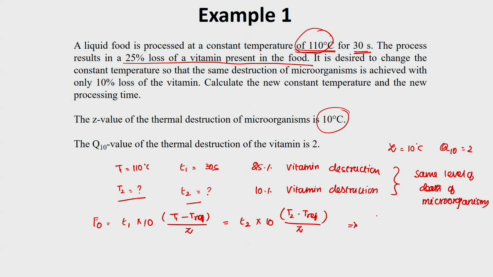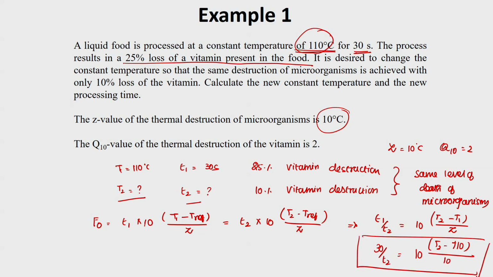So which would give me T1 upon T2, which is nothing but T2, because this will come as minus T1 upon Z. So T1 I know 30 upon T2, which is nothing but 10 to the power of T2 minus, this also I know 110 divided by 10. So this I got it, right. So this I did based on the F0 value.